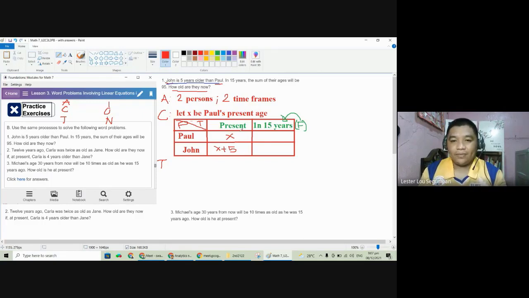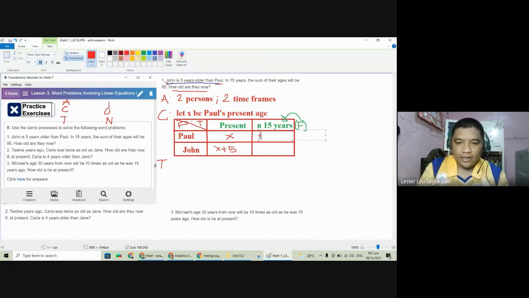That's really correct. Aside from the present ages, let's proceed to the future. By the way, I am incorrect here. This is actually I. Yeah.